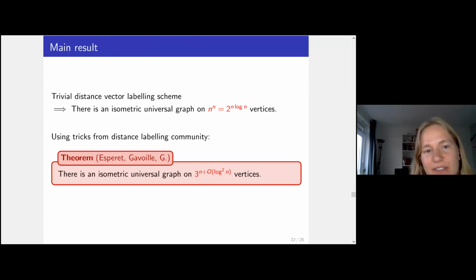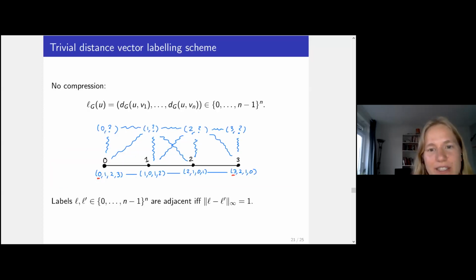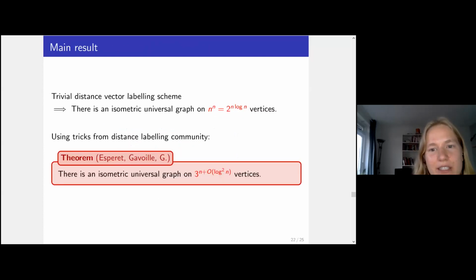Okay, so now what have we done? Well, when we look at our label size, it was n elements to the power n. So we obtained an isometric universal graph on 2 to the n log n vertices. That wasn't exactly what we wanted to get. We wanted to get something linear in n. But we can do that as well with some further tricks.